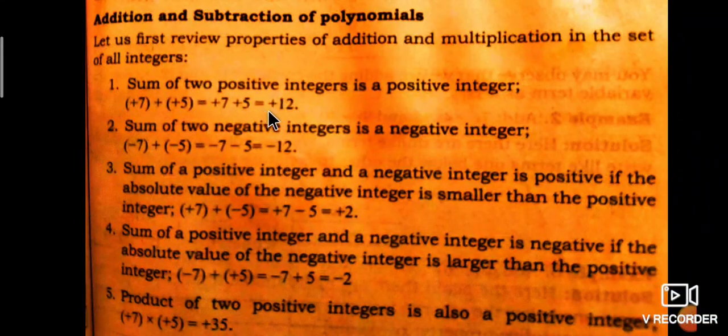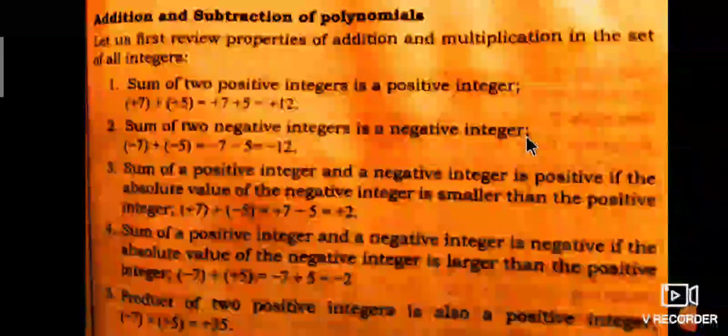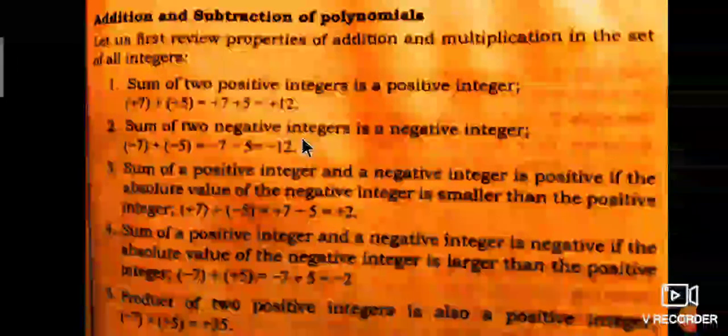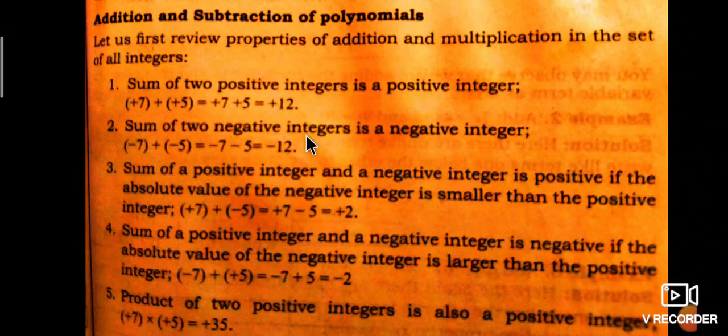It is also the sum of two positive integers, and it is positive. Similarly, the sum of two negative integers is a negative integer. Observe here, minus 5 plus minus 7 is equal to minus 7 minus 5 is equal to minus 12. Therefore, the sum of two negative integers is a negative integer.